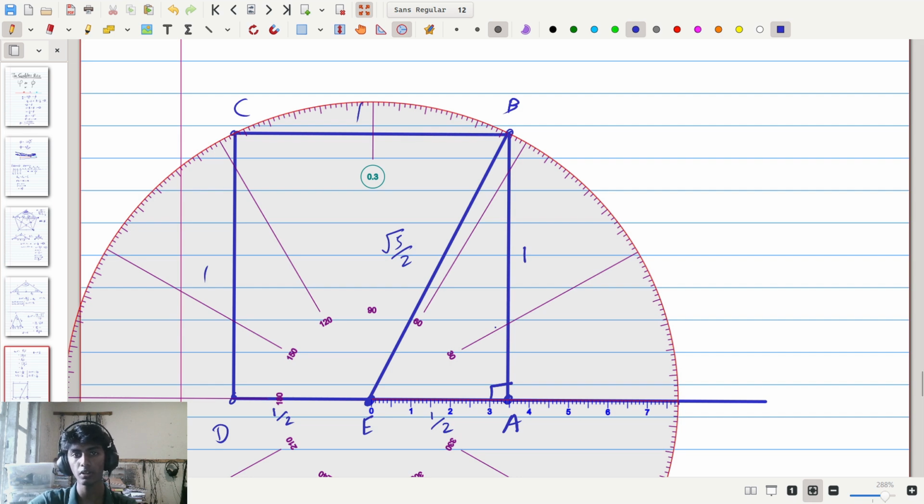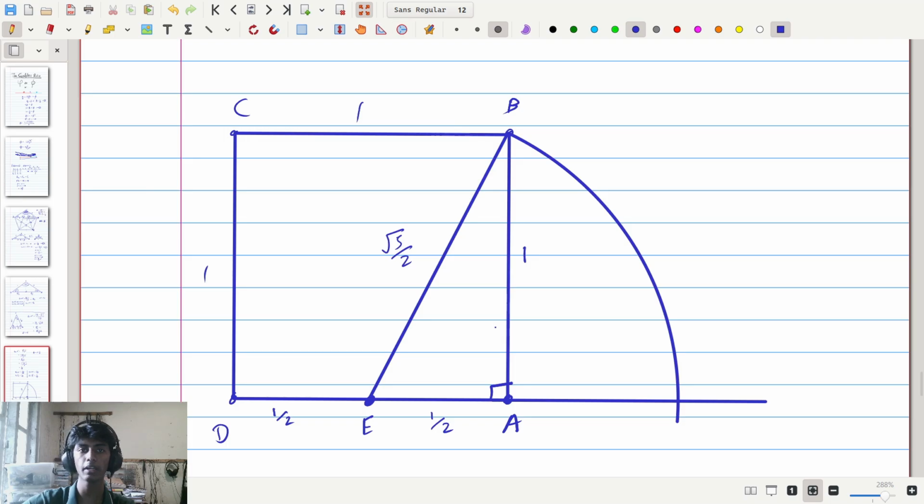So we're going to do this. Drawing this arc down to here, we can see it cuts at some point. We're going to label that point, let's say, F, and now the distance DF that we have here is equal to the golden ratio.